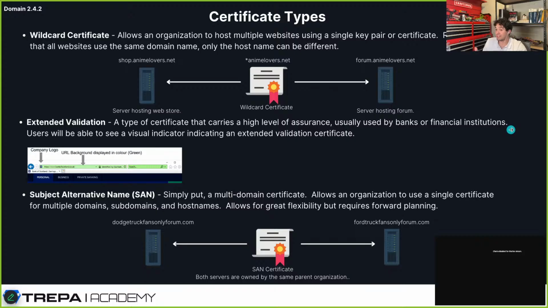So different certificate types. So we have a wildcard certificate. So this allows an organization to host multiple websites using a single key pair or certificate. It requires that all websites use the same domain name, only the host name can be different. And essentially, we're just saying here, like, we can have subdomains here in that wildcard certificate, and it can be used for both. Subject alternative name, it's a multi-domain certificate. We saw that. It's actually in the certificate itself, like, oh, this will work for all these other domains as well.